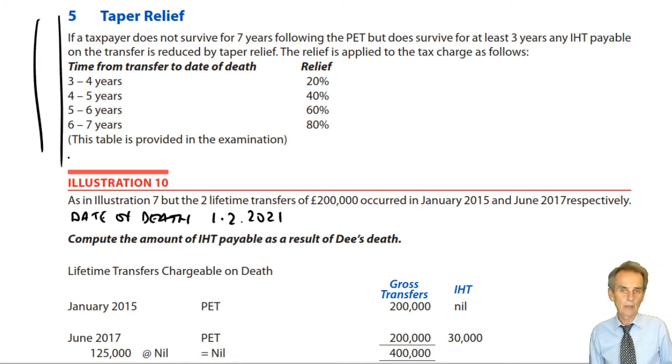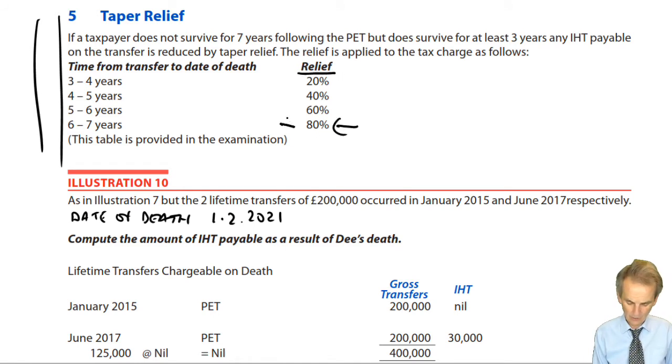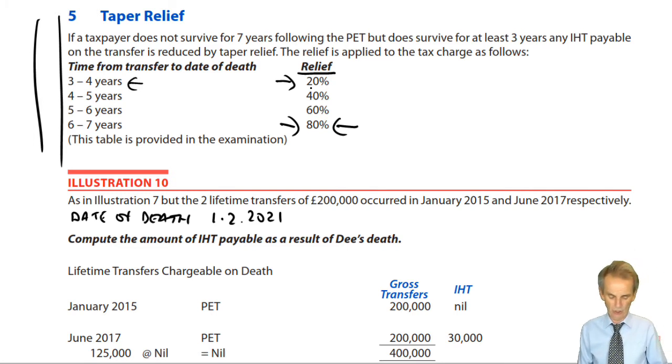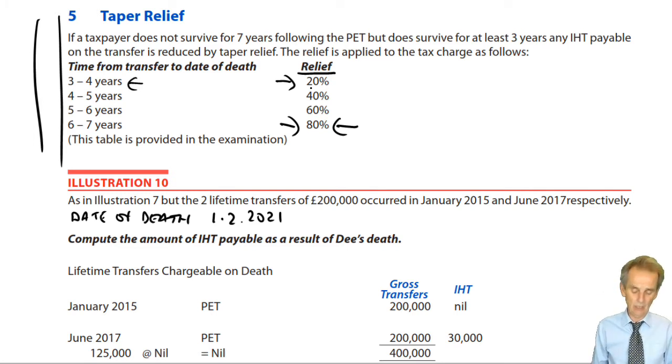And it shows you that if you had almost made it to the 7 years, you had lived for between 6 and 7 years from the date of the transfer to the date of death, then that would give you a taper relief, a reduction in the tax charge, of 80%. We started by saying that if you survive for at least 3 years, some taper relief would be available. So if it was between 3 to 4 years, you would get 20% reduction in the tax charge. And we then move in 20 percentage points.